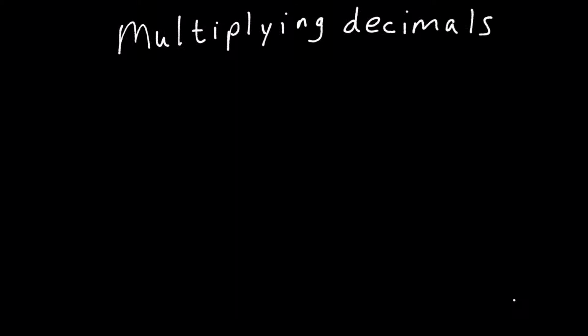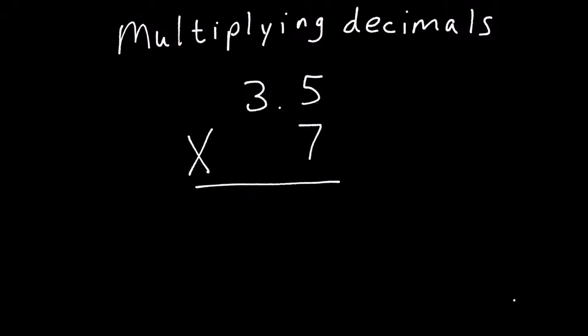With that said, let's begin. Let's say we are going to multiply 3 5/10 times 7. So when we are multiplying decimals, I would recommend setting it up as I did right here, with one number on top of the other. And we're not going to need that decimal point until the very end. So we can just ignore it and treat this as if we're multiplying 35 times 7.